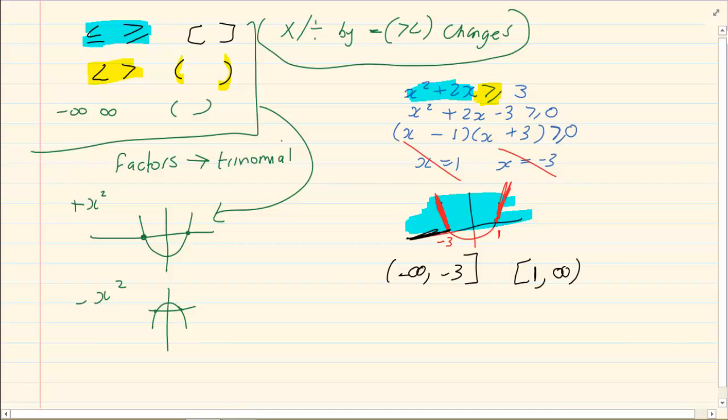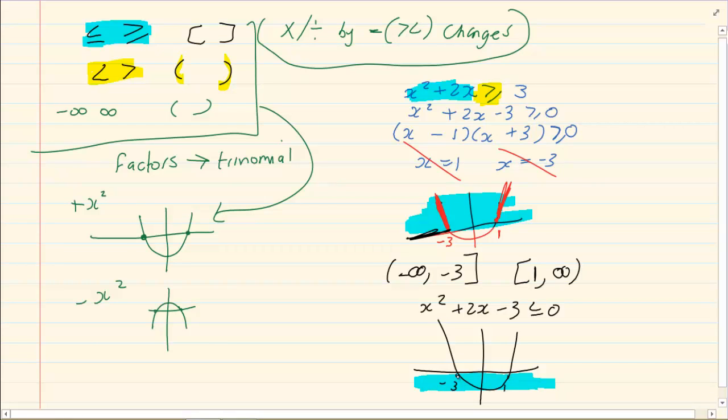Let us do the same sum, but we're going to do the question as follows. So we have x squared plus 2x minus 3 is less or equal to 0. Now because it's less, I'm working with the same drawing. I'm on minus 3 and I am on 1, but less than is the bottom part. So what would my answer be?